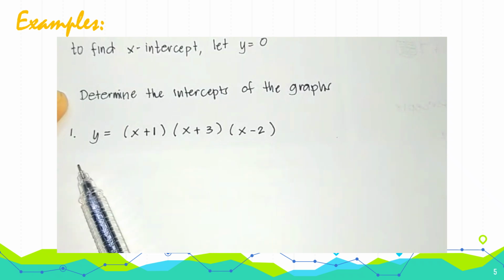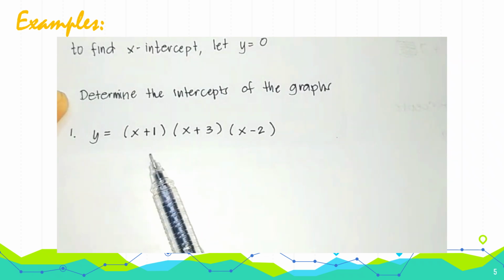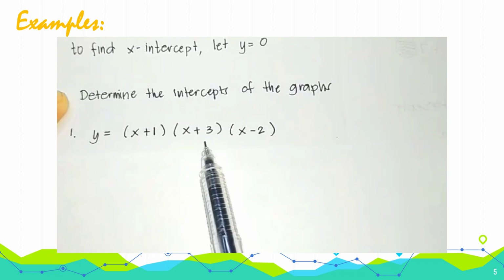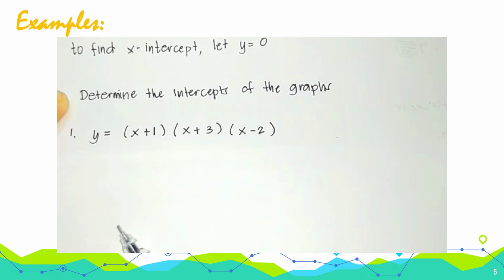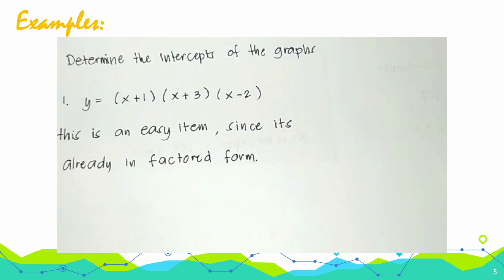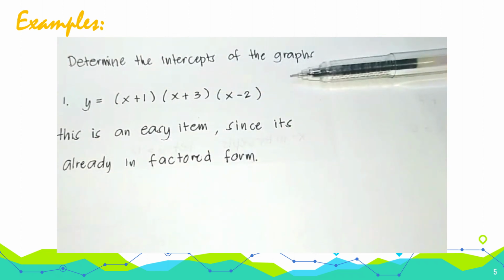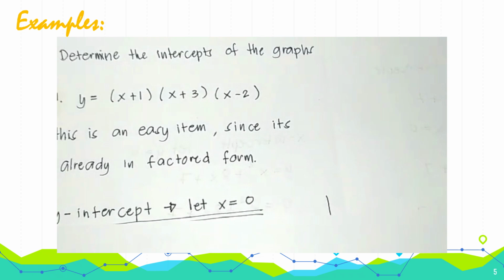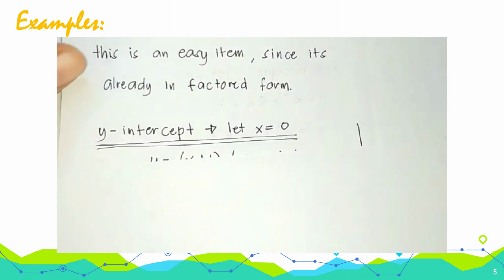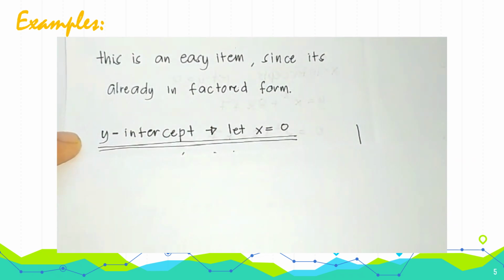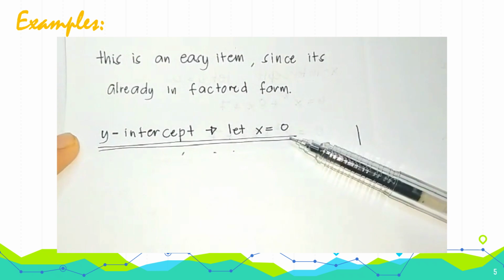We have the first example, y is equal to the quantity x plus 1, x plus 3, and the quantity x minus 2. It is an easy item since the polynomial function is in factored form. So let us first find its y-intercept. When we say y-intercept, we will let x be 0.